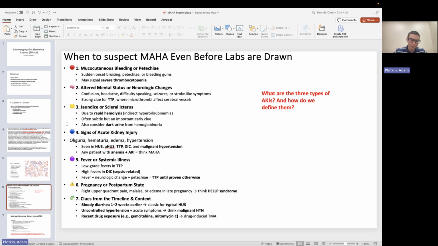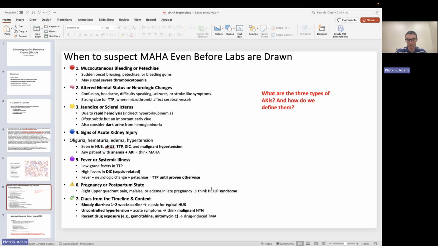We could also see signs of acute kidney injury. So maybe they're not peeing a lot. They have actual blood in their urine, right? Edema, hypertension. So that's seen in a lot of our different diseases we're going to talk about. So if you see anemia plus an AKI, we're going to think MAHA, okay, or at least push us down that path. Fever or systemic illnesses, a lot of these different MAHAs can present with low-grade fevers, high fevers, neurological changes that we talked about. So when I see fever, anemia, AKI, petechiae all together, we're thinking more MAHA, right?